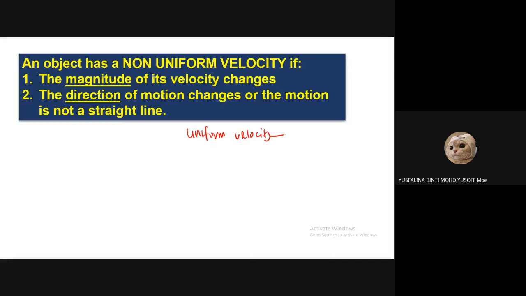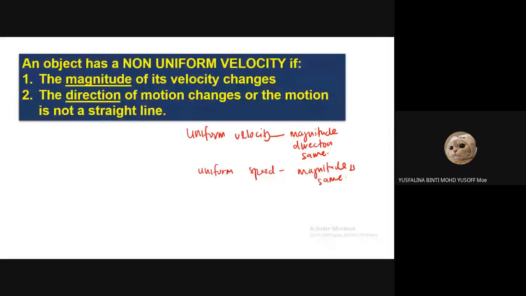Let me make a summary here. Uniform velocity: magnitude and direction are the same. For uniform speed, we only consider the magnitude, so the magnitude is the same. We just ignore the direction, whether it moves to the left or right, as long as the magnitude is the same, that is uniform speed. I hope you are clear and can differentiate between uniform velocity and uniform speed.